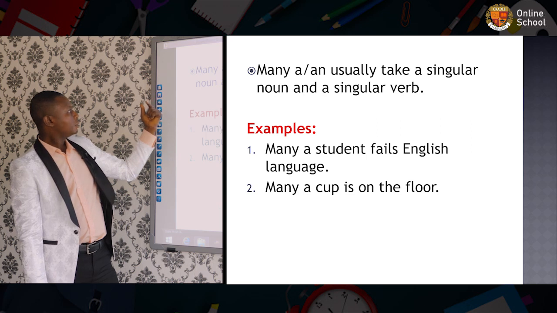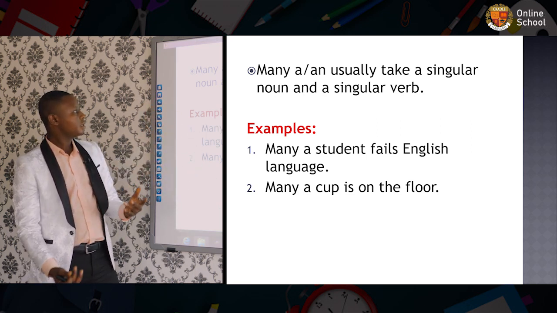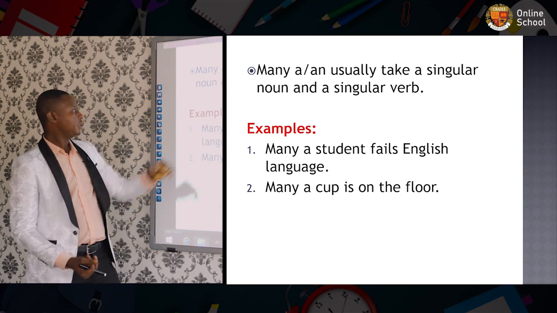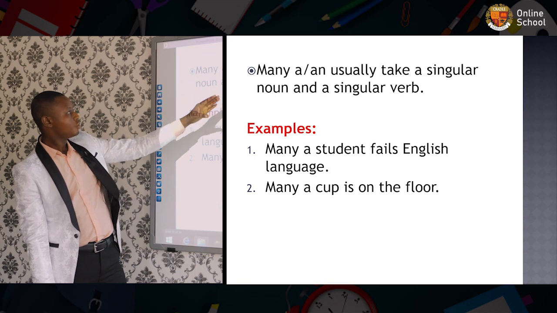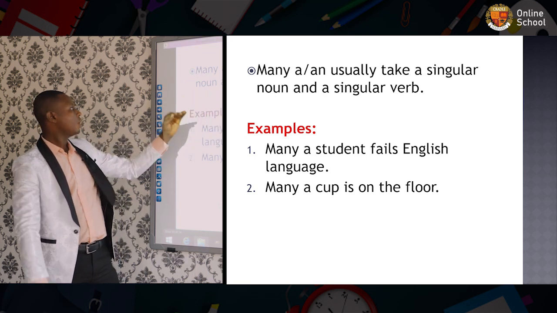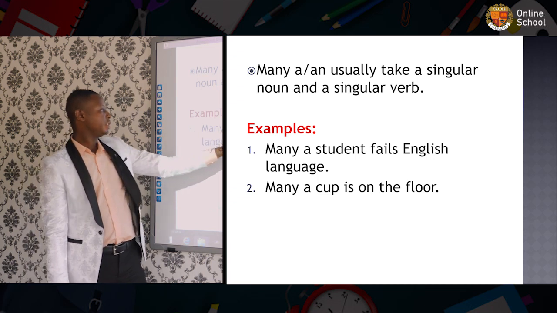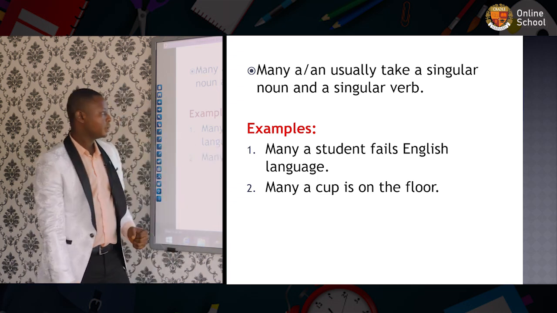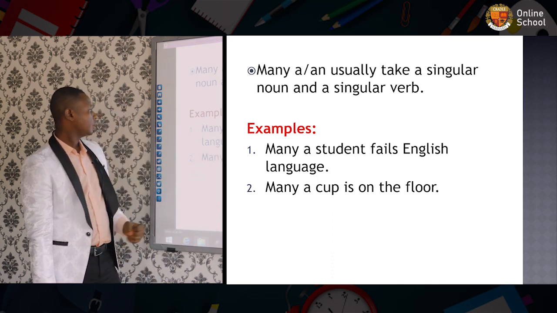Many a, this is an article, a or an, okay? Many a or an usually takes a singular noun and a singular verb. For example, many a student fails English language.